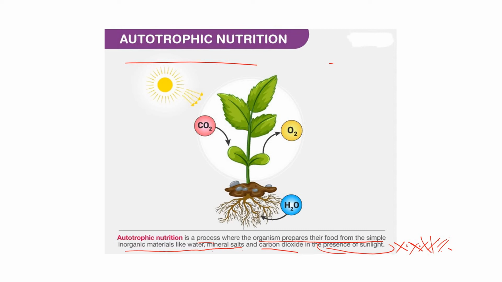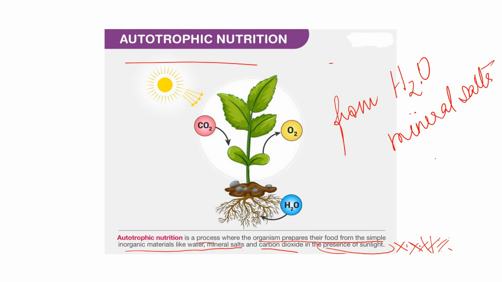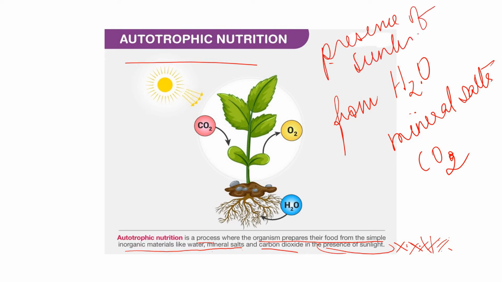That means what? Whichever organisms prepare their food from water, mineral salts and carbon dioxide, along with what? Presence of sunlight is important, presence of sunlight. So those organisms undergo autotrophic nutrition. You can see the water is here, the carbon dioxide is here, the sunlight is here, and then this green plant is preparing its food and is giving out oxygen.